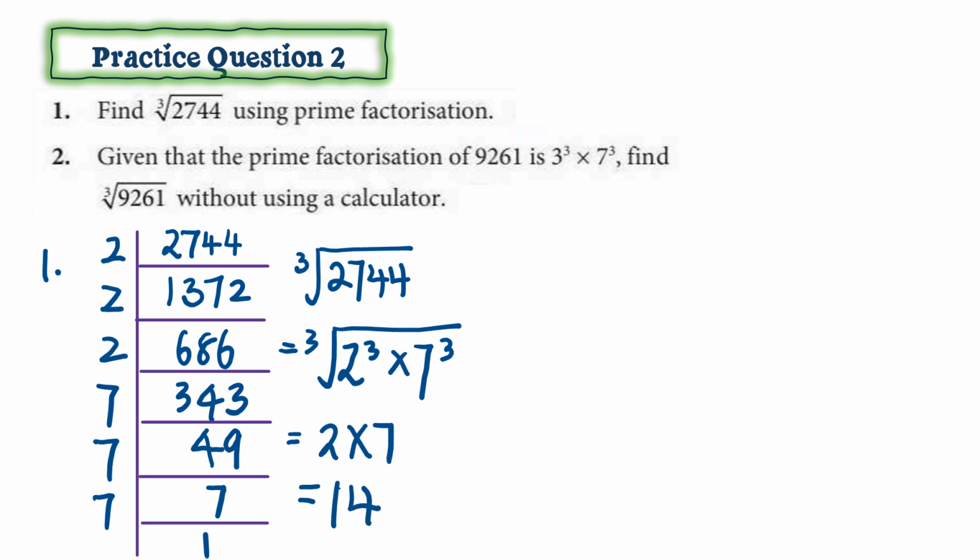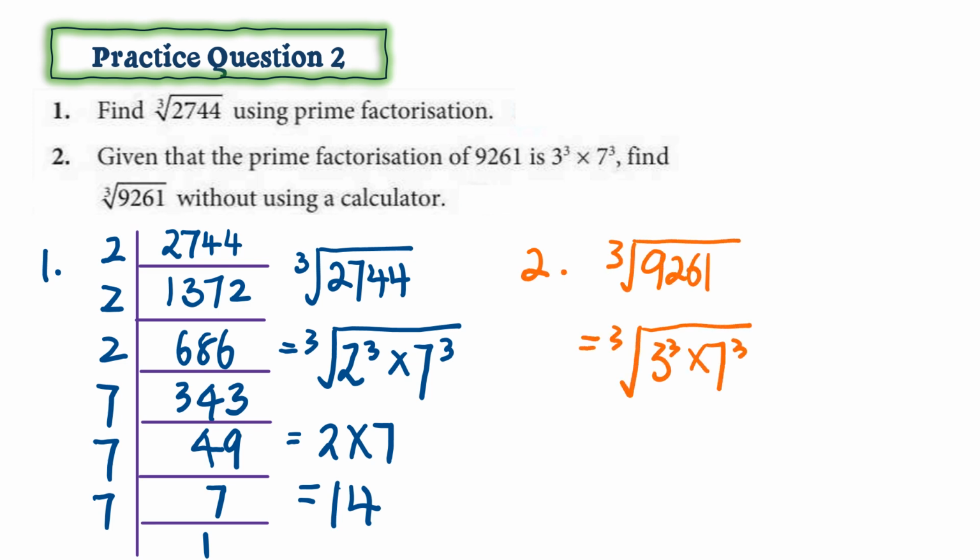So for question 2, you're given already that the prime factorization of 9261 is 3 cubed times 7 cubed. So therefore, the cube root of 3 cubed will be 3. The cube root of 7 cubed will be 7. So that gives you 21. So this is relatively easy.